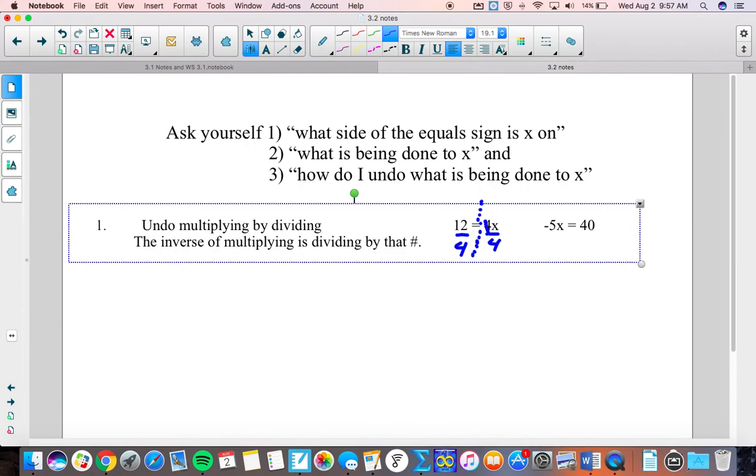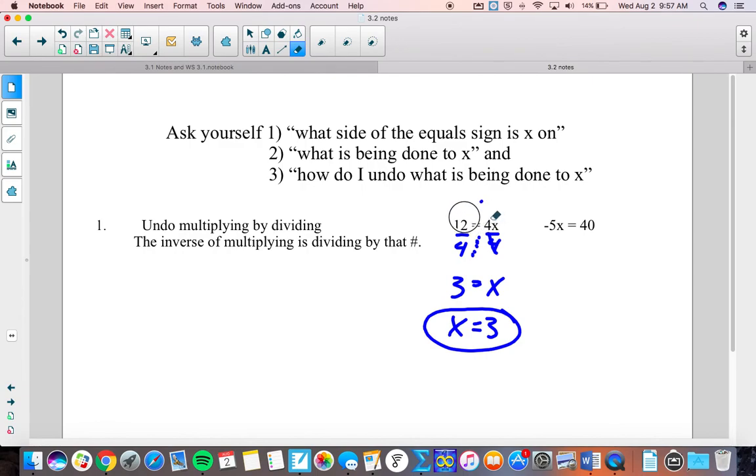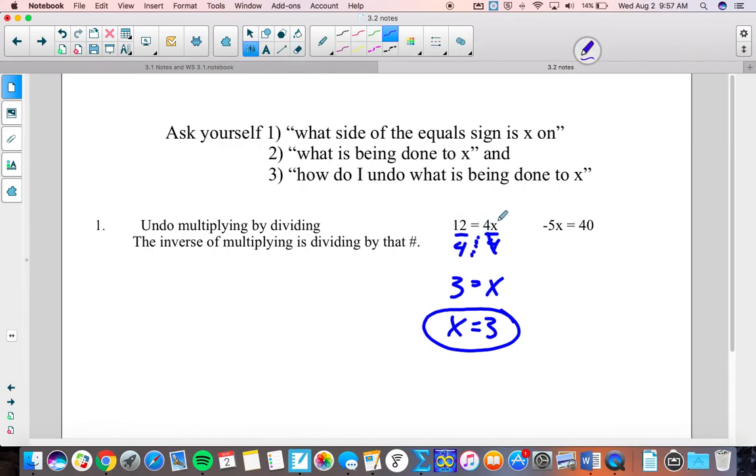On the right side of the equal sign, taking x, multiplying it by 4 and then dividing it by 4 really just leaves us with x. That's going to be our solution. What does x equal? x equals whatever this simplifies to. 12 divided by 4 is 3. So x equals 3. And if you substitute it back into the original equation, 4 times 3 equals 12. Bada bing, bada boom.